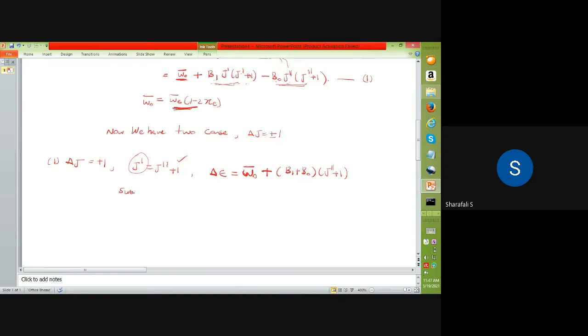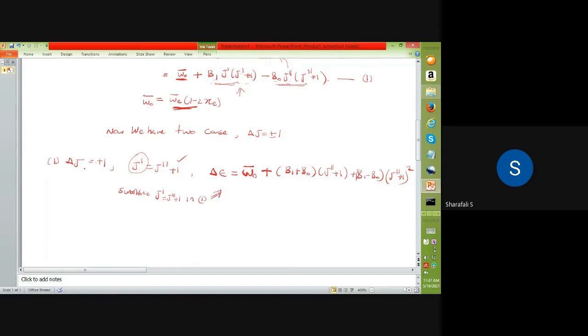So substitute j' equal to j'' plus 1 in equation 1, then you will get this particular expression. So you substitute j' equal to j'' plus 1 in this position, then we will get b1 plus b0 into j'' plus 1 plus b1 minus b0 into j'' plus 1 squared.